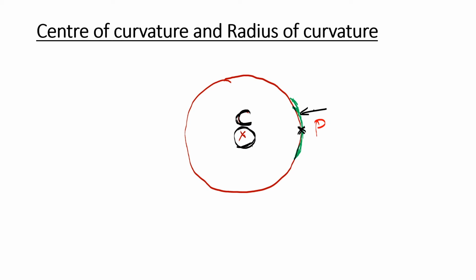Radius is the distance between the center of curvature and the pole. You can easily remember in such a way. Center of the hollow sphere is known as center of curvature, whereas the radius is known as radius of curvature. Radius of curvature is denoted by letter R. This is the radius of curvature.